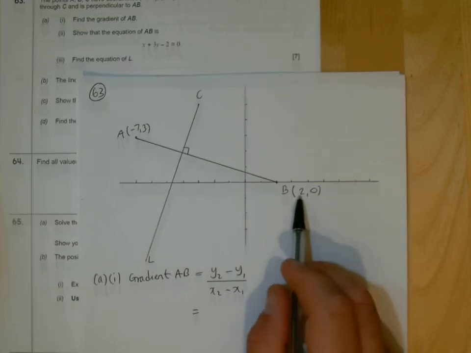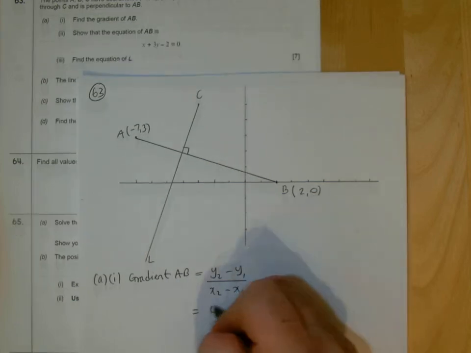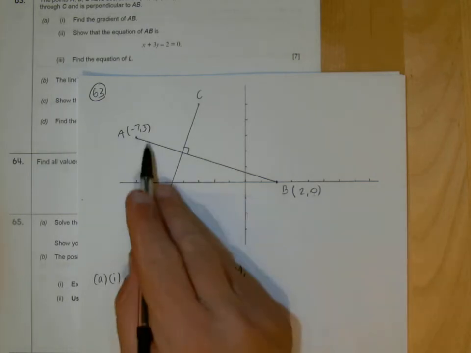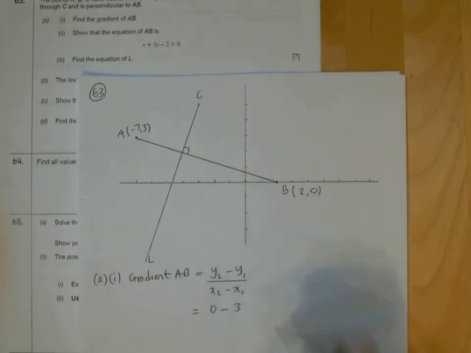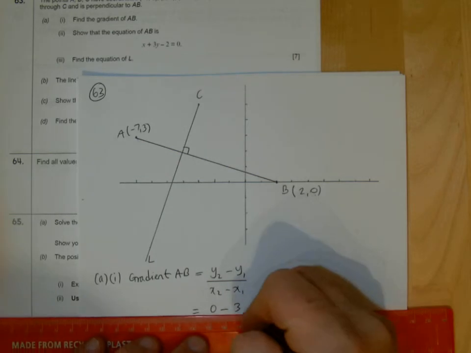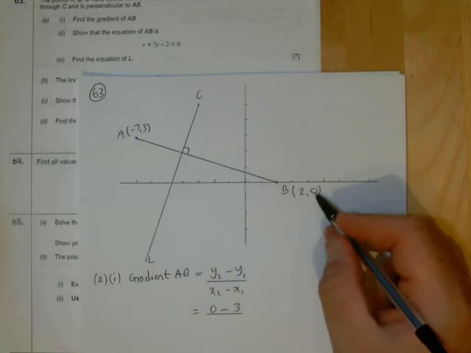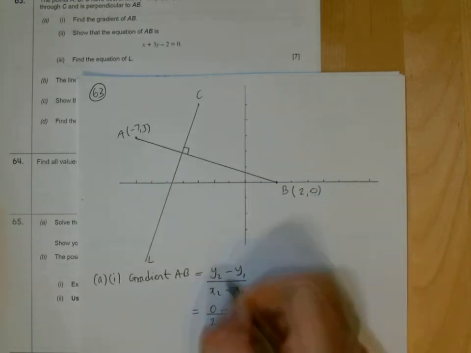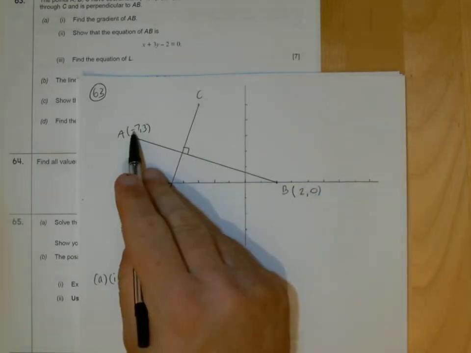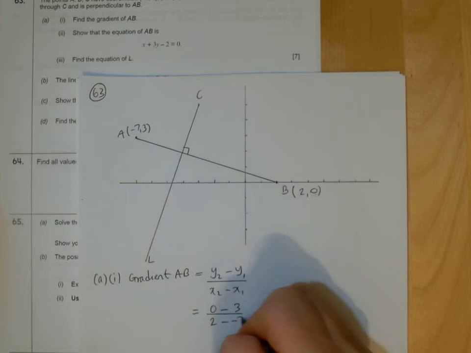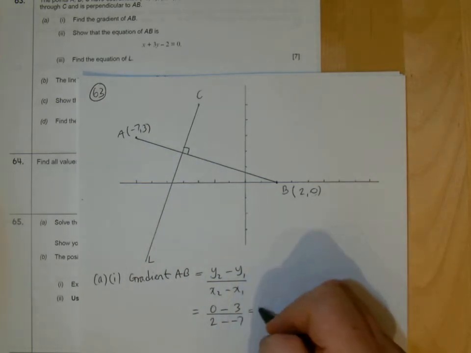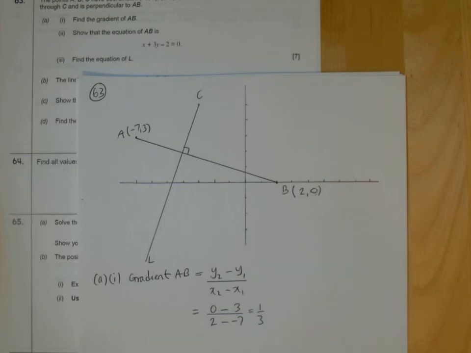So my y2 will be 0. That's my y2 there, the y value. Take away my y1 then, which should be 3. I'm consistent, so because I called that my y2, I'm going to call this my x2. So it'll be 2, take away then the x1 there, which is minus 7. So that comes out to be 3 over 9, which is 1/3. That's what the gradient of AB is going to be.